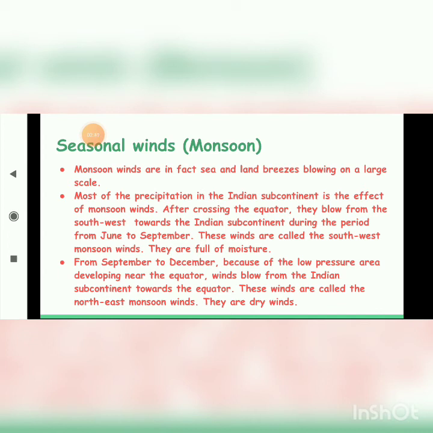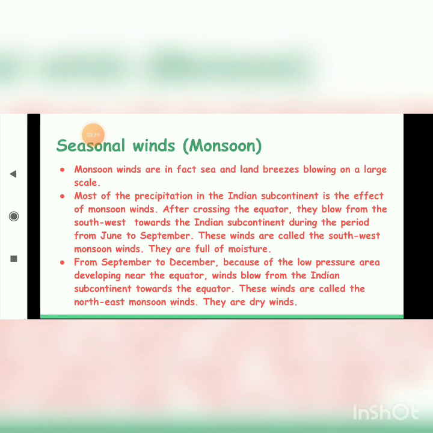Moving ahead, from September to December, because of a low pressure area developing near the equator, winds blow from the Indian subcontinent towards the equator. These winds are called northeast monsoon winds, and they are dry winds.